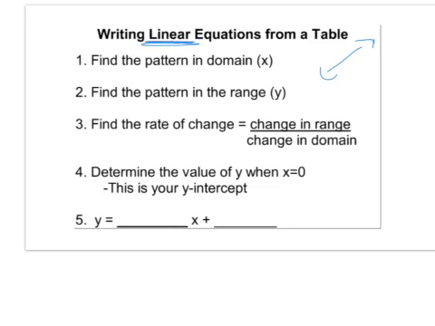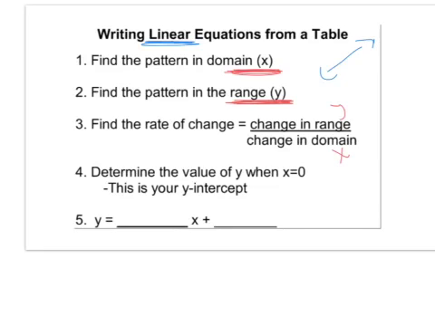So step one says to find the pattern in the domain. Remember, our domain just means our x values. The second step says find the pattern in the range. Remember, range just means our y values. And then the third step says we're going to find the rate of change. And to find the rate of change, we're going to take the change in our range, which is y, and divide it by the change in our domain, which is our x.